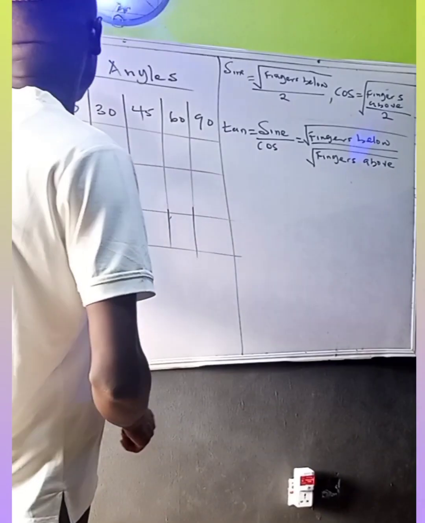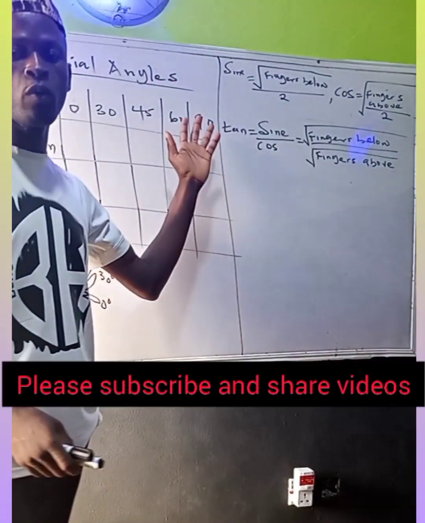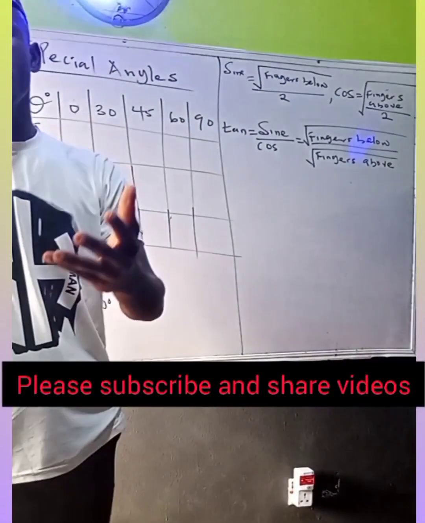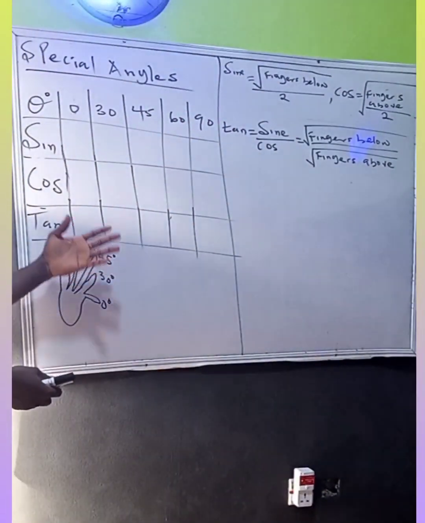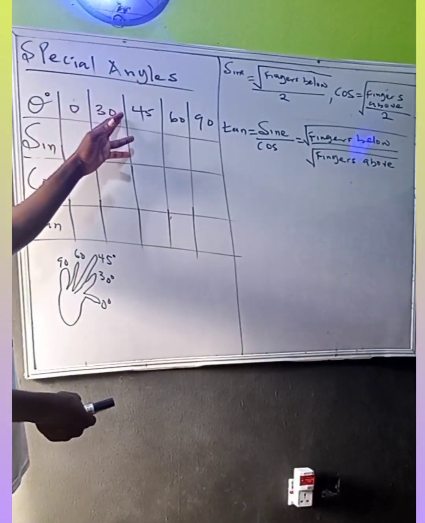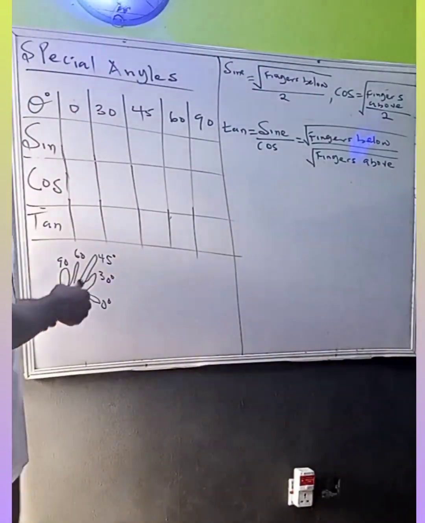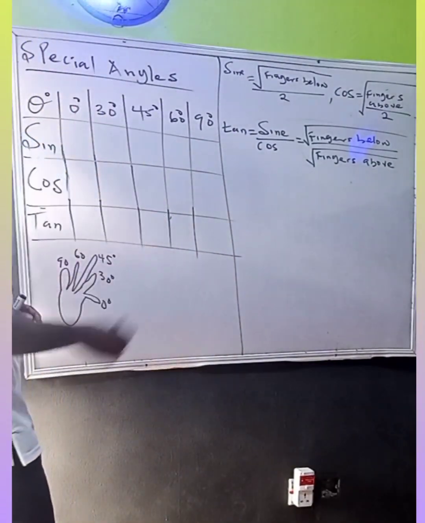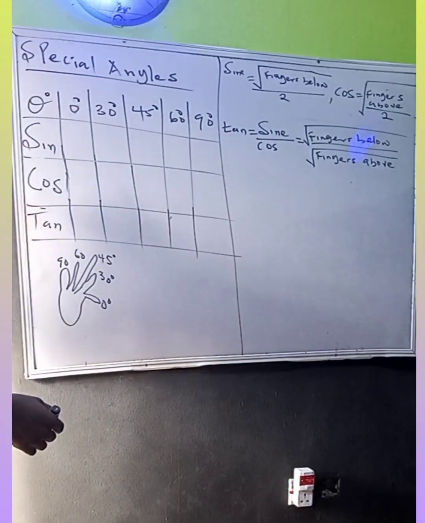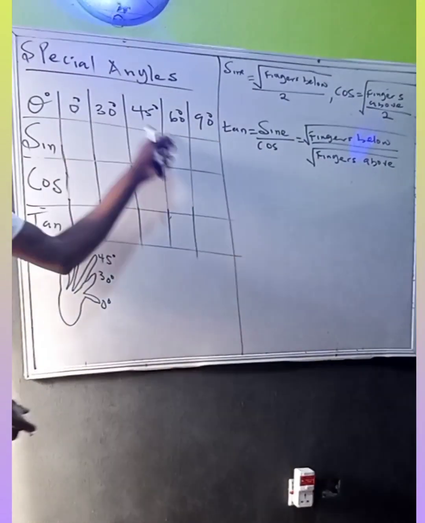Today, we'll be looking at special angles, how we can find special angles in a very short cut using our fingers, using our hands. Assuming I have my hand here, I have special angles 0, 30, 45, 60 degree, and 90 degree. So I'm asked to find the sine, the cosine, and the tangent of these special angles.